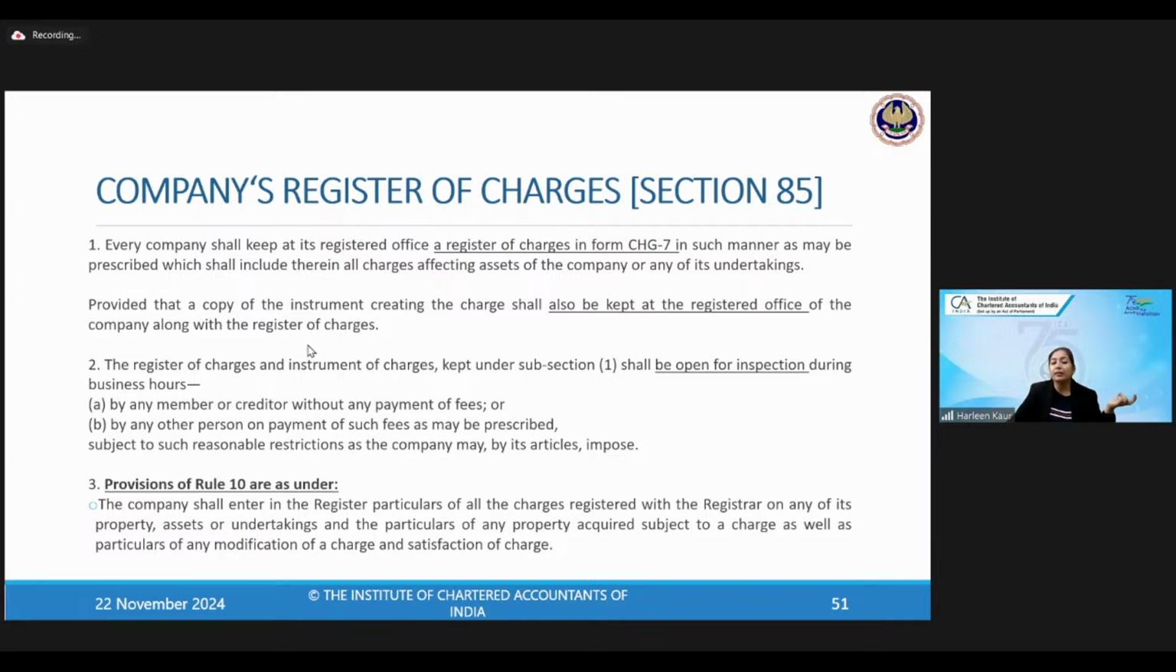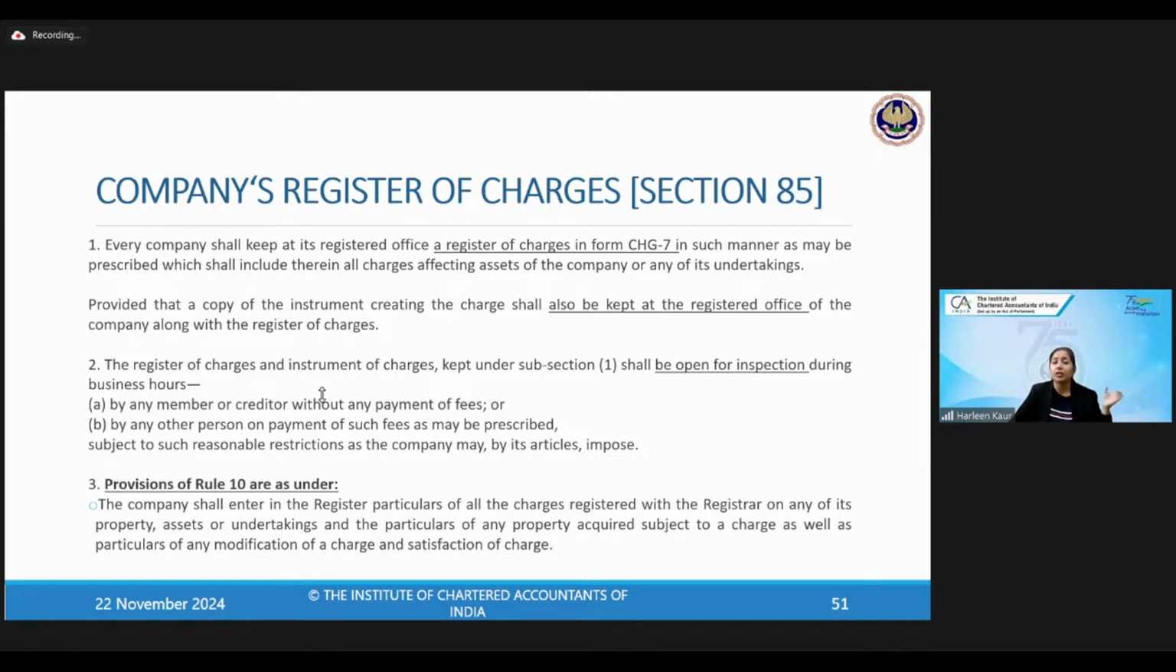By members and creditors without any fees. So if I'm a creditor of your company, I don't need to pay any fees in order to inspect this book of charges. But any person other than a member and creditor needs to pay the fees. Subject to reasonable restrictions means the company in its articles of association can put any number of restrictions. There is no stoppage in that. The company is free to do that.